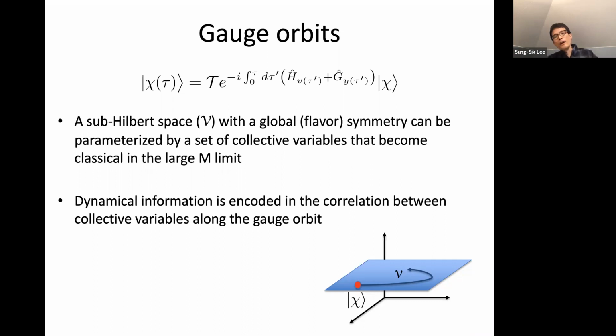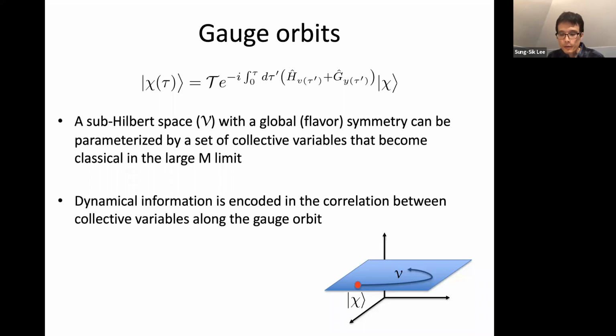And then within this sub-Hilbert space, you can identify a set of collective variables that span this sub-Hilbert space. Another nice property is that in the large M limit, those collective variables become classical. So at least in the large M limit, you can study the semi-classical dynamics, and then include quantum fluctuations order by order in one over n. So this is what we can do.